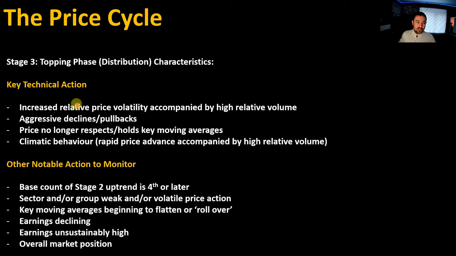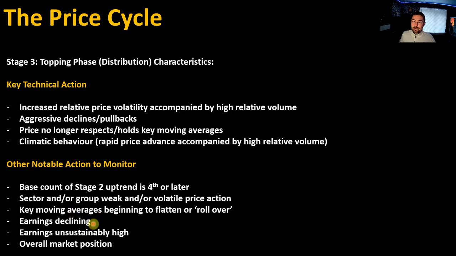Other notable action that you could be in a stage three topping phase: the base count of the stage two uptrend is 4-4 later. I've got an example of LUV on the weekly chart, and we'll look at bases as we go on. So look for late-stage bases, which are much more failure prone. The sector and/or group is weak and/or showing volatile price action. Key moving averages begin to flatten or roll over. Potentially the 50-day was pointing up nicely, but now you start to see it rolling over and topping like this. That can be something to look out for.